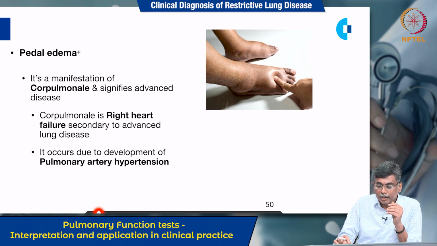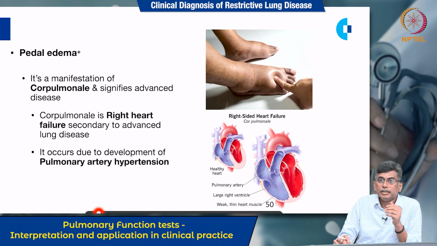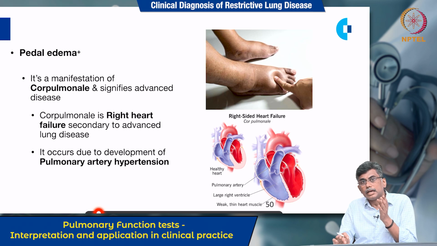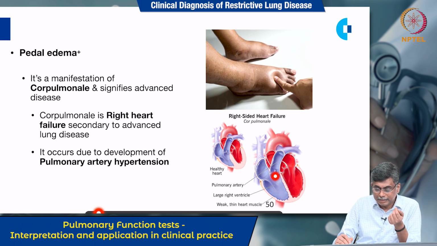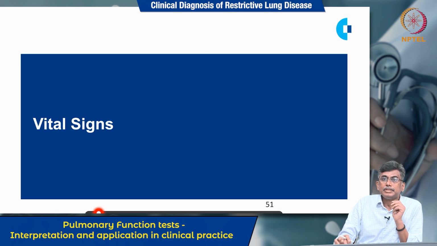What is the meaning of the word cor pulmonale? It's a right heart failure occurring secondary to a lung problem, because of which the right heart becomes dilated, and this occurs because of development of pulmonary artery hypertension. So these are the general examination features in a case of a restrictive lung disease.